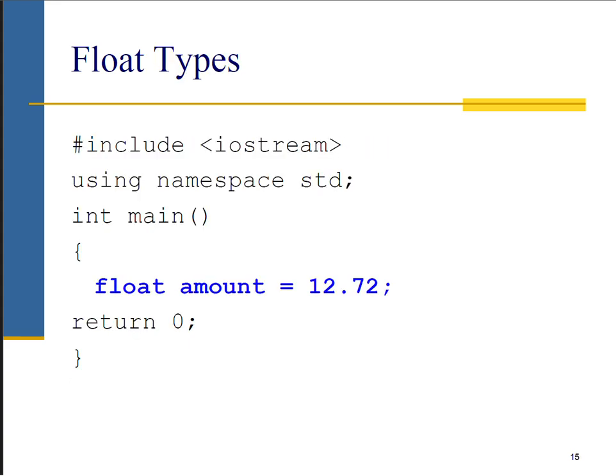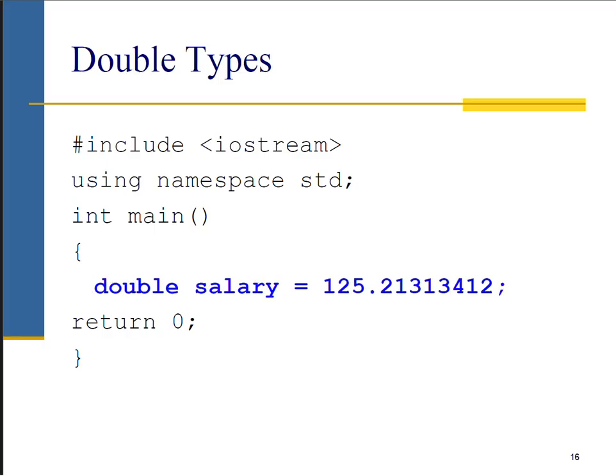So this is a simple program that accepts a decimal, and this is a double. So a double variable. You can see this accepts a decimal of 1, 2, 3, 4, 5, 6, 7, 8 places. So that's the difference between the double and the float.